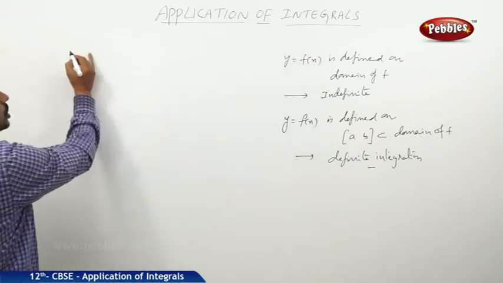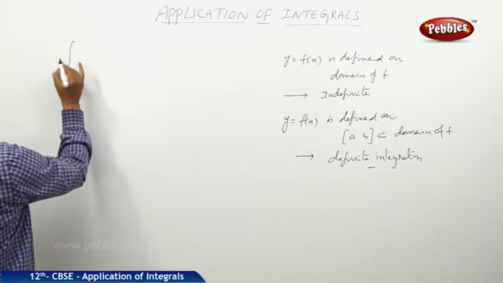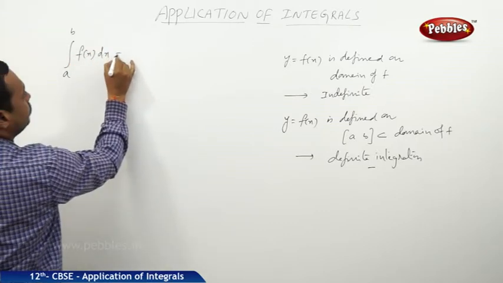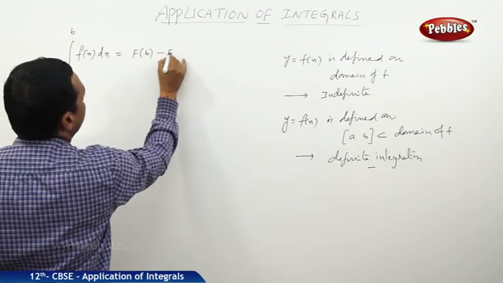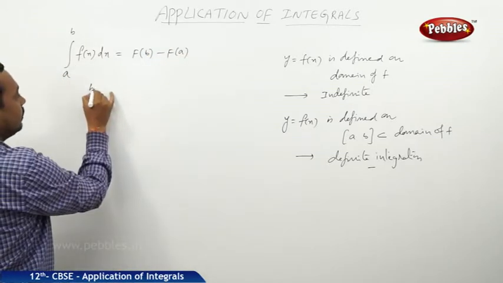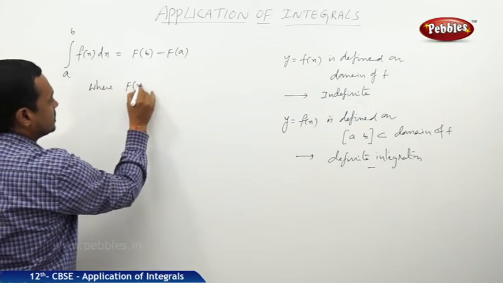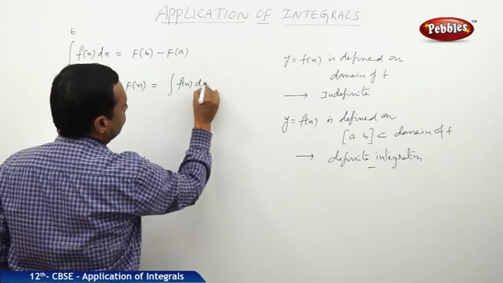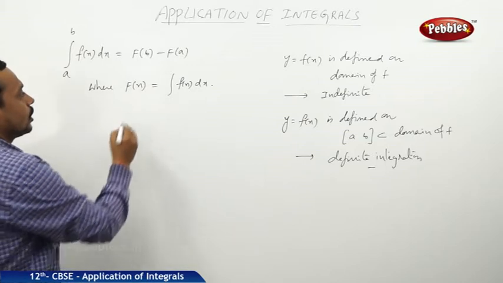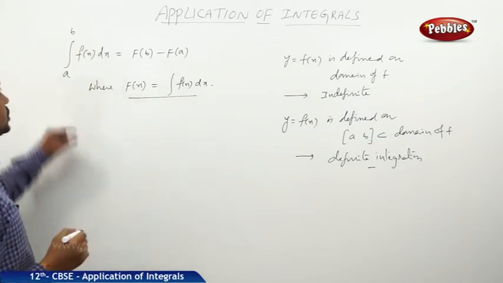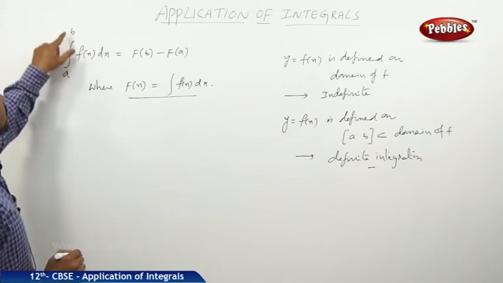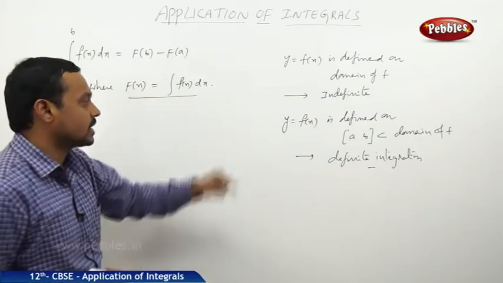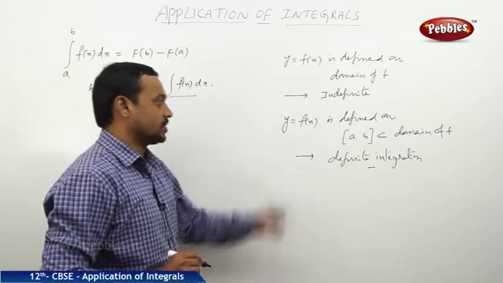And the definite integration of the function y is equal to f of x is defined as integral a to b f of x dx is equal to F of b minus F of a, where F of x is the integration of the function f of x with dx. Now, find the indefinite integration of the function and substitute the upper limit and lower limit, and the difference of the upper limit and lower limit values gives the definite integration of the function.